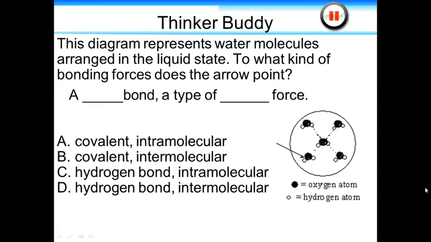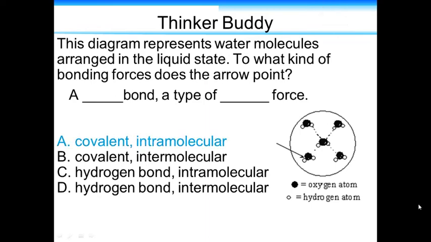Is it A, a covalent bond, a type of intramolecular force? B, a covalent bond, a type of intermolecular force? C, is it pointing to a hydrogen bond, an intramolecular force? Or D, a hydrogen bond, an intermolecular force?